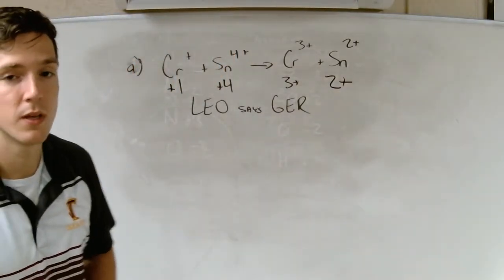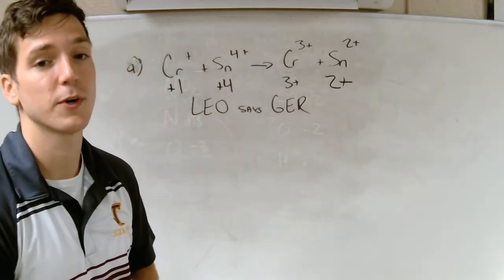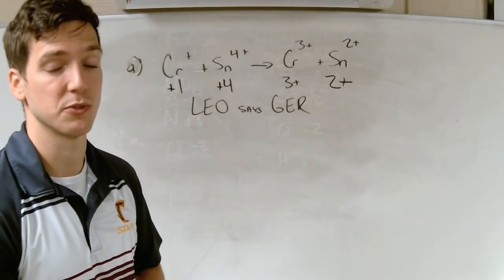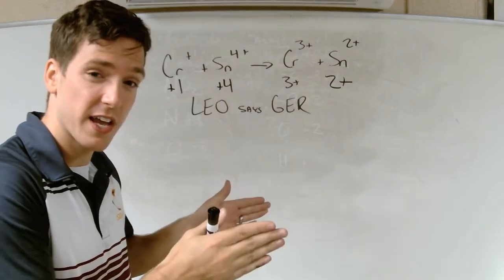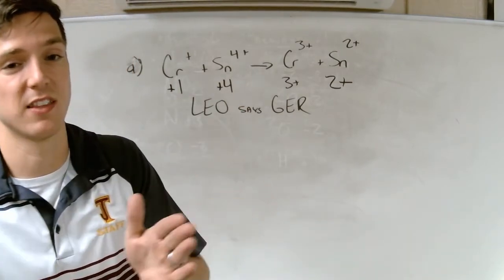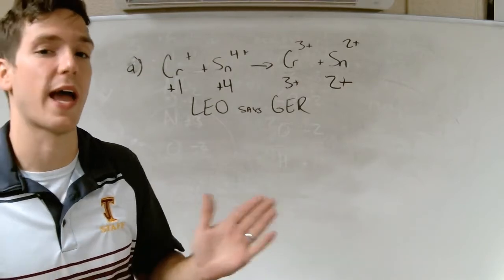Okay? So again, we're trying to figure out which species is oxidized, which is reduced. So we're looking at the compounds or the ions on the left side of the reaction and on the right side of the reaction, seeing what happened between those two.